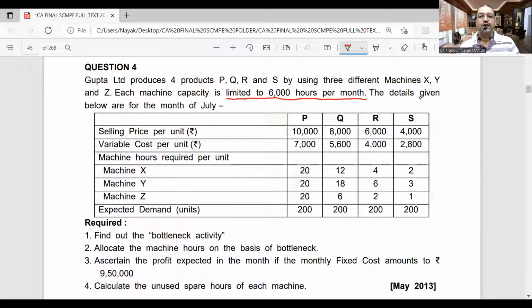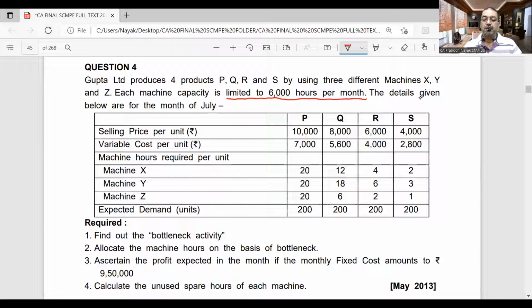Whenever a question is given in the examination, it is not necessary that you should go in the same order. You may change the order and solve the question as per your convenience. But all the 4 things have to be highlighted in your answer. For example, I will take part 4 along with part 2. As I'm allocating the machine hours, I will also calculate the spare hours. Like that, I can combine any 2 parts of the question as per my requirements, classify them and show them together.